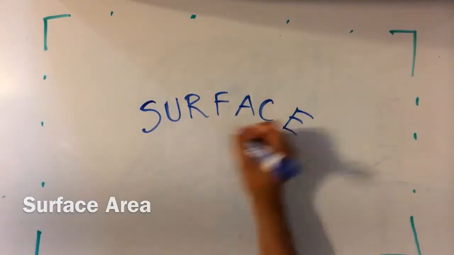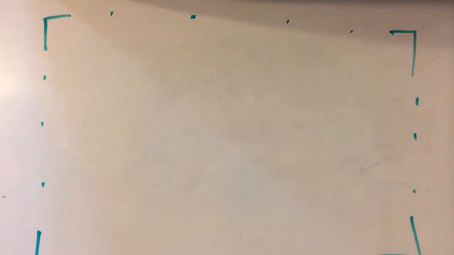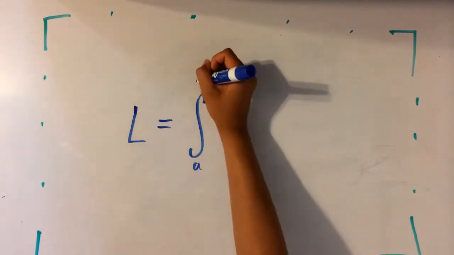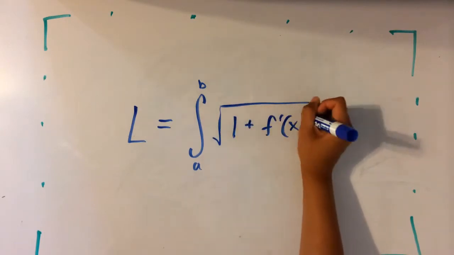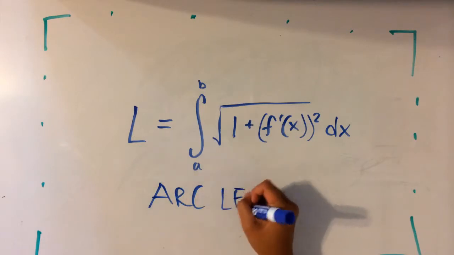Let's go over how to find surface area. The formula for finding the surface area of a revolution comes from the formula for arc length, with a bit of a difference, that formula being the integral from a to b of the square root of 1 plus f prime of x squared dx.